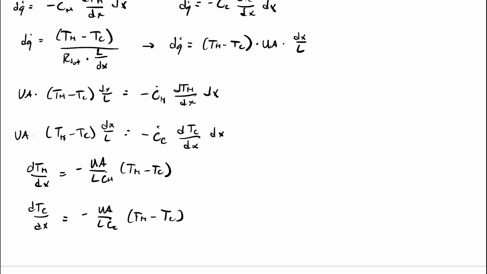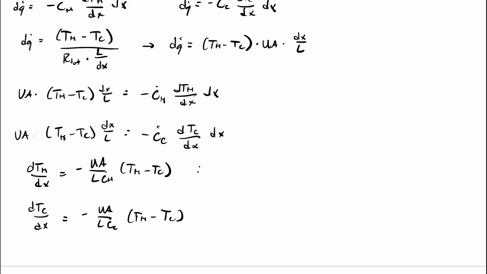Again, these are coupled, but we also need to think about boundary conditions for each of these. I'm going to have two equations, so I'm going to need two boundary conditions for this. Right? Two equations that are first order, I need to have two boundary conditions. So my boundary condition here on the hot side, well, it could be kind of anything. Usually we know the temperature coming in, right?